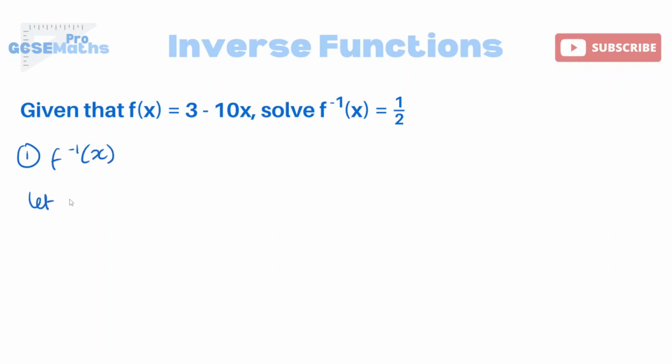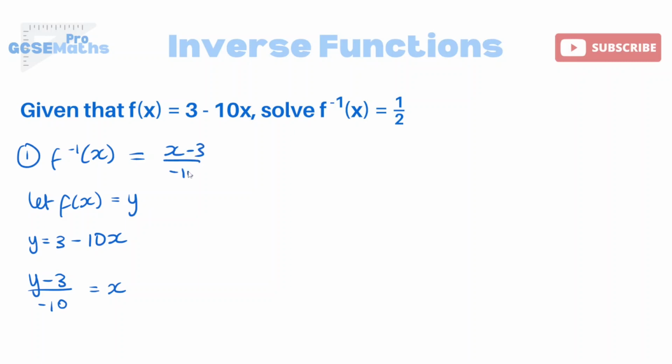So let f of x equal y. So where we have f of x, I'm writing y instead. So y equals 3 minus 10x. Okay, if we want x to be the subject, we need to subtract 3 and then divide, not just by 10, but by minus 10, isn't it? And we would rewrite it where the y is actually x. So (x minus 3) over minus 10.